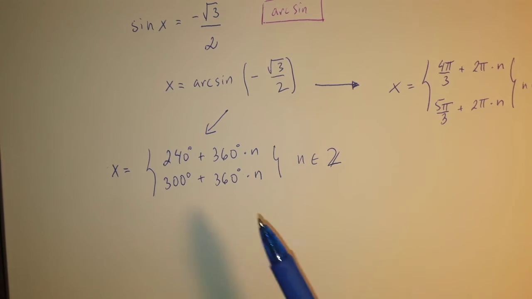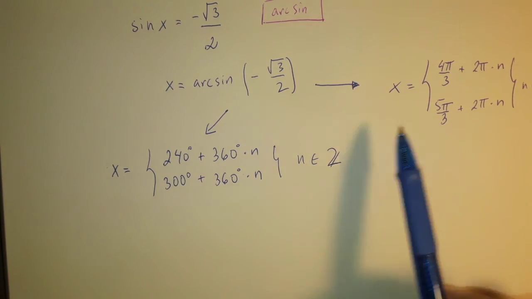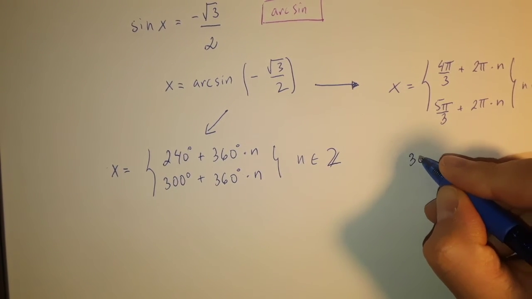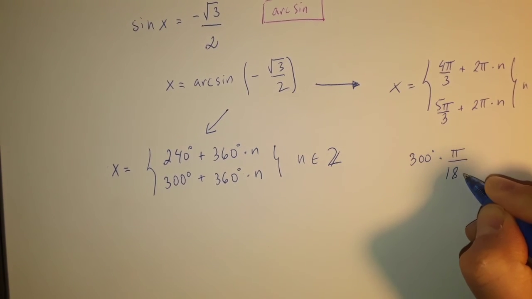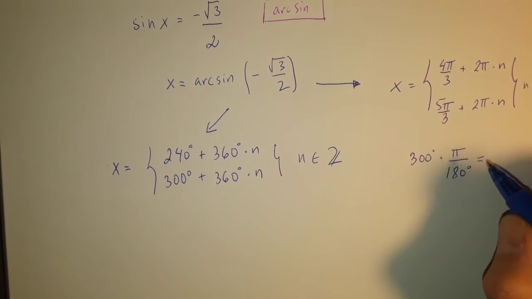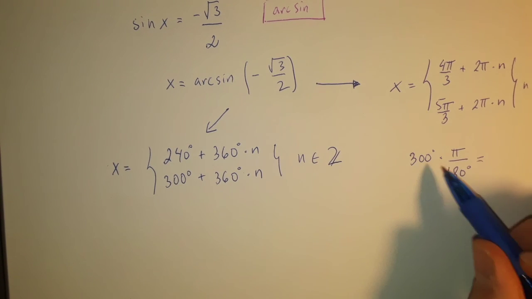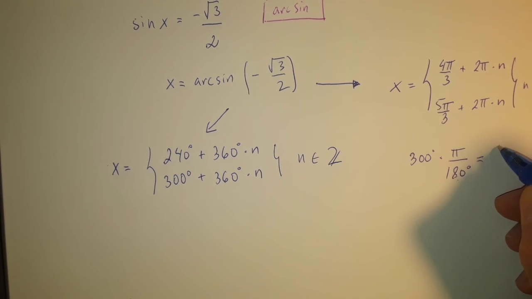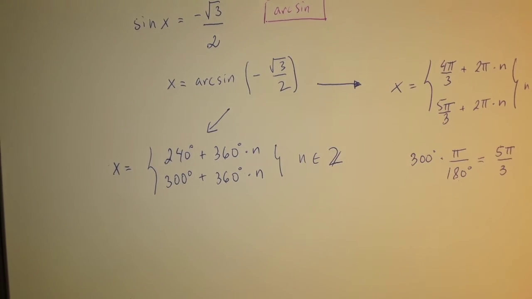If you want to check, remember that you can convert from degrees to radians. You could do 300 times pi over 180, and if you simplify this fraction, 300 over 180, you can do it with a calculator, and you're gonna see that you get 5 pi over 3.